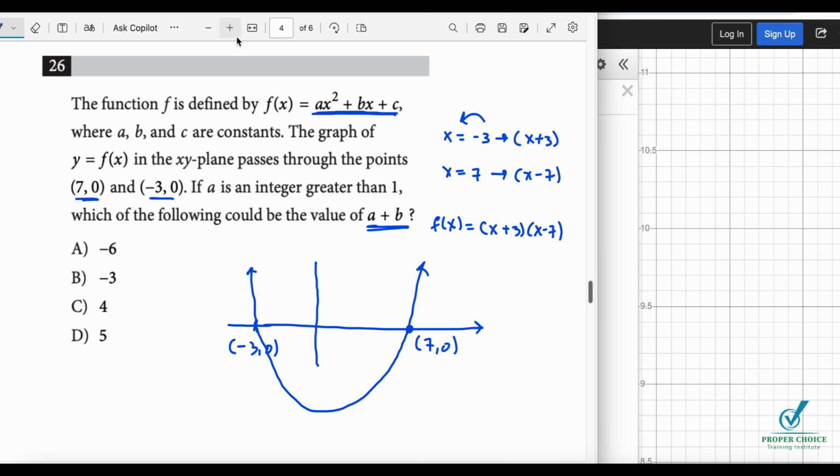Now what are you supposed to do? You should expand it by distributing and convert it into the original or standard form of the parabola. Now how do we do that? Just by distribution.